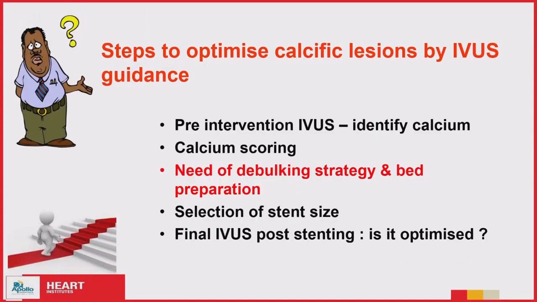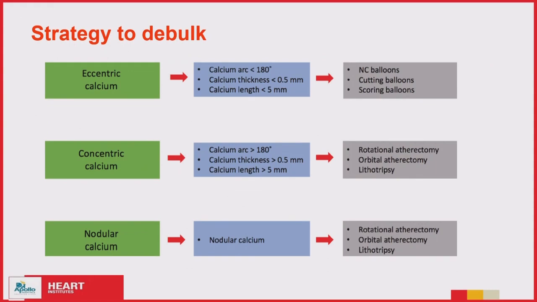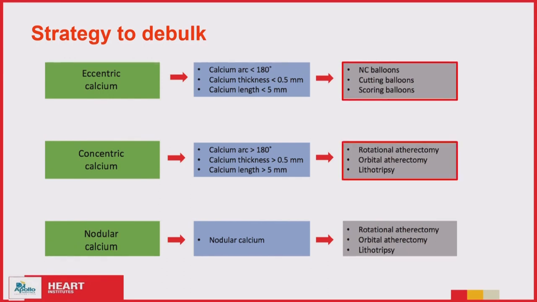The third step is debulking strategy and bed preparation. It all depends on whether the calcium is eccentric, concentric, or nodular. In eccentric calcium, possibly scoring and cutting balloons are more than sufficient. If it is concentric, you need to do a rota or an orbital or a lithotripsy. And with nodular, again the same thing: the rota, orbital, lithotripsy, depending on it.